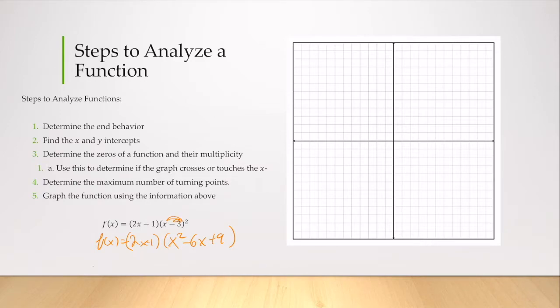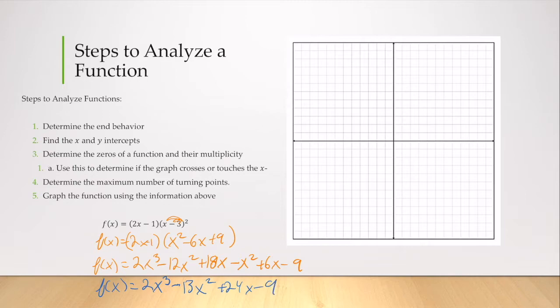So I have f of x equals 2x cubed minus 12x squared plus 18x minus x squared plus 6x minus 9. We should probably simplify this. So I have f of x equals 2x cubed minus 13x squared plus 24x minus 9. So my end behavior, because it's an odd degree and it has a positive leading coefficient, is going to be like this.